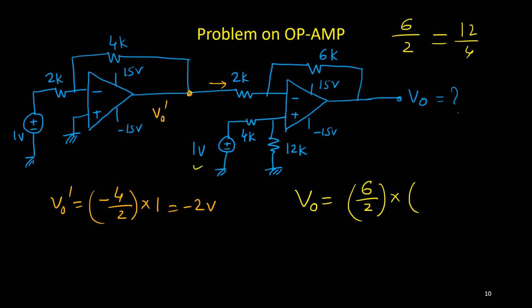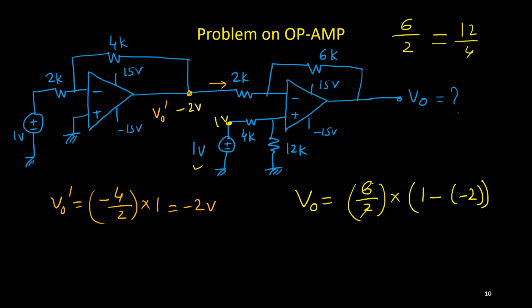Here this is your V2. V2 is 1. And what is V1? V1 is the inverting terminal voltage, V naught prime. V naught prime is minus 2. So be careful, minus 2 is the exact voltage at this end. So this end potential is minus 2 volt, and this end potential is 1. That difference is 1 minus minus 2.